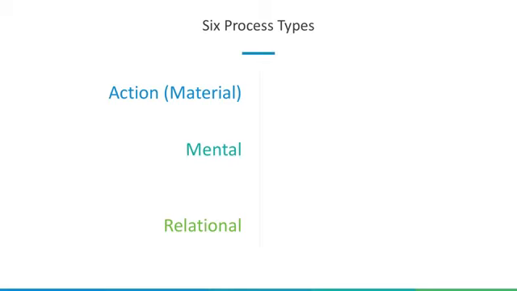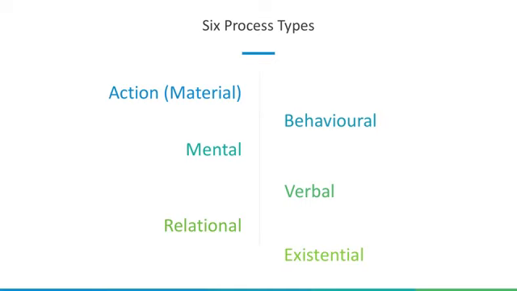So there you have it. Those were the 6 process types: action, mental, relational, behavioral, verbal, and existential. Now, one thing that you have to remember is that these categories all blend into each other. And what this means is that sometimes it's quite difficult to know exactly which process type it is.